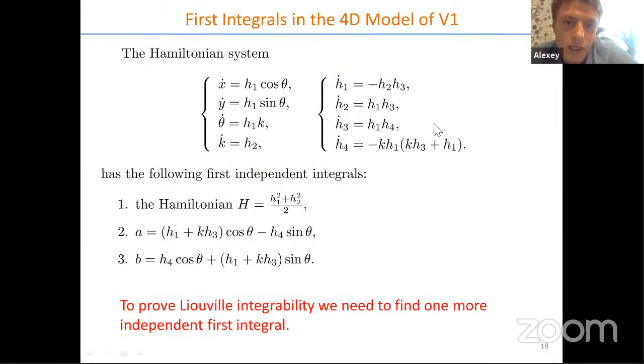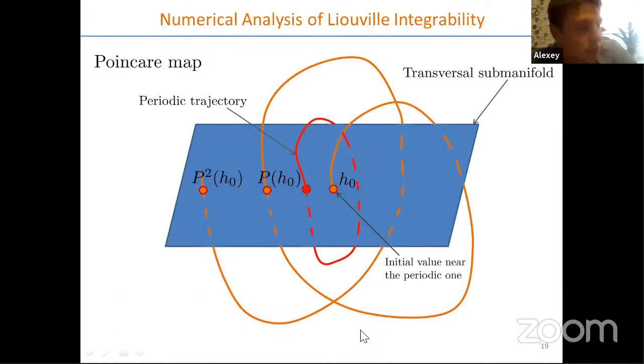So let's take a look at our system. We need to find four functionally independent first integrals in involution. We have the Hamiltonian, and we also have these two integrals A and B that I showed in the beginning, and they are indeed functionally independent in involution. But we don't have one more first integral, so we need it to show Liouville integrability. So far, this is an open question, I mean the analytic form of this fourth integral, but numerical simulations show us that it exists.